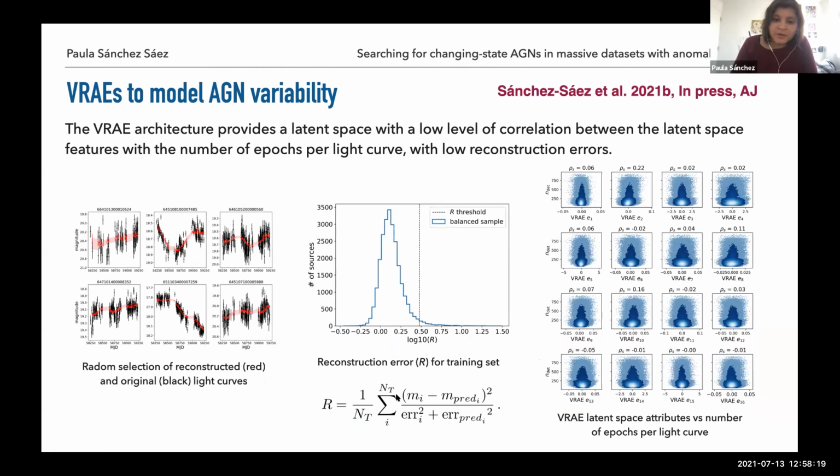So this reconstruction error is measured using the original likers and the predictions, and the photometric errors and the errors of the predictions. And here you can see how these latent space attributes, in particular, we are using the mean of the latent space, correlate with the number of detections. And here you can see that the correlation is very low, which was the case for the original architecture. So we decided to keep this version that is less biased towards the number of detections per liker.